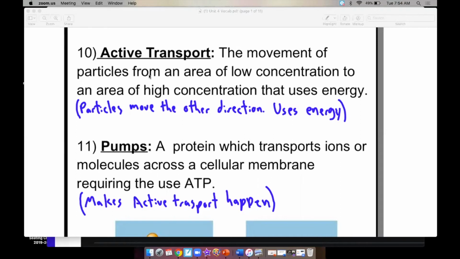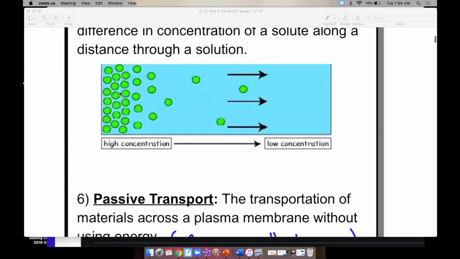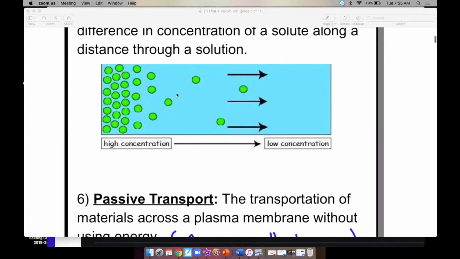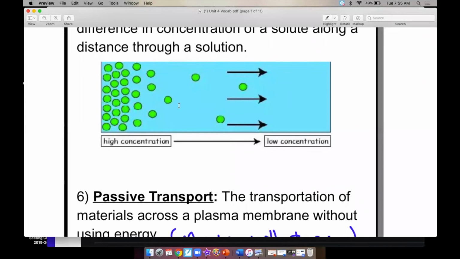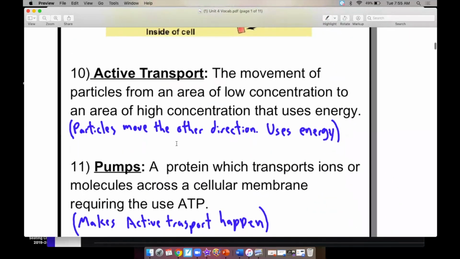The movement of particles from an area of low concentration to an area of high concentration. That uses energy. Let's put a picture back up here. This picture, right? Passive transport, these particles want to spread out this way. Active transport is your body is going to say, no, this particle is too much. I want to push this particle back into the pile. That is hard to do. So you are going to use your own energy to push everything back to this side. So we call that active transport because you are actively doing this and fighting nature. So particles move in the other direction, the wrong direction, using energy on purpose.